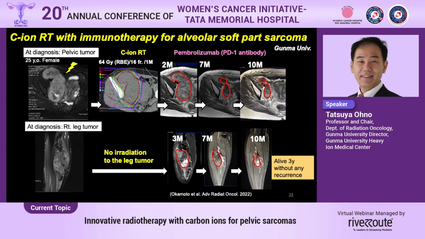Combination of carbon ion radiotherapy with immunotherapy is an interesting strategy because carbon ion radiotherapy may cause immunogenic cell death efficiently. This female patient had tumors in the pelvis and the right leg. Carbon ion radiotherapy was provided only to the pelvic tumors, and the patient started immunotherapy immediately after carbon ion radiotherapy. During the immunotherapy, the leg tumor gradually decreased and finally both tumors disappeared.